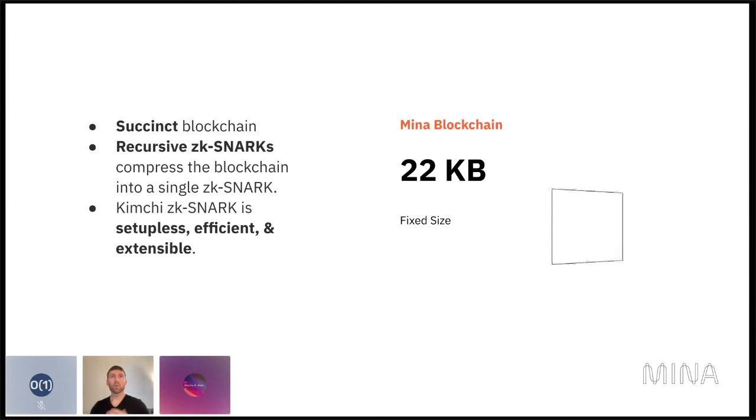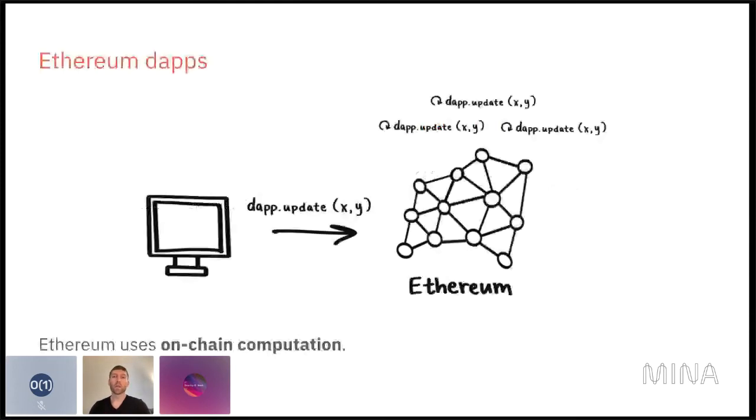So to give a point of comparison, let's look at Ethereum. On Ethereum, smart contracts execute on-chain, and users send a transaction specifying one of its methods with data arguments. Every node across the entire Ethereum network executes these same instructions, which is, of course, very inefficient.